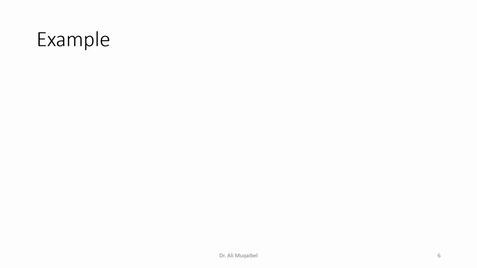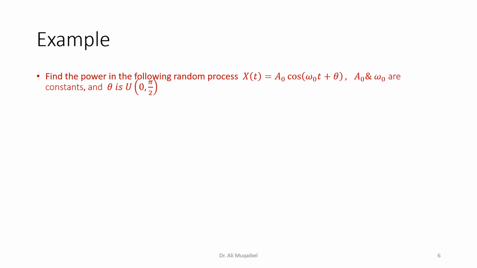First example. This example says find the power in the following random process x of t, given as a cosine signal with random phase. So A naught and omega naught are both constant, and the phase here is varying uniformly from 0 to pi over 2. Usually we have seen this as minus pi to pi, but here we are limiting it from 0 to pi over 2.